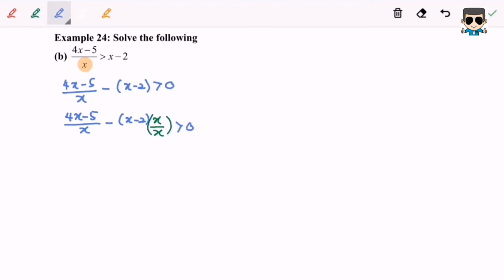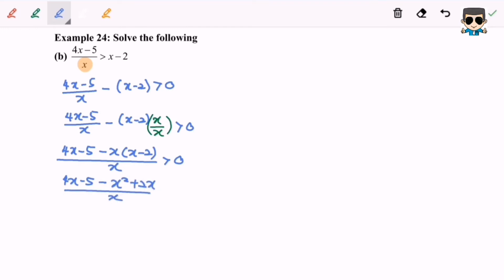Next, I'm going to combine them and then expand the situation. So 4x minus 5 minus x bracket x minus 2 over x greater than 0. 4x minus 5 minus x squared plus 2x over x greater than 0. Negative x squared plus 6x minus 5 over x greater than 0.